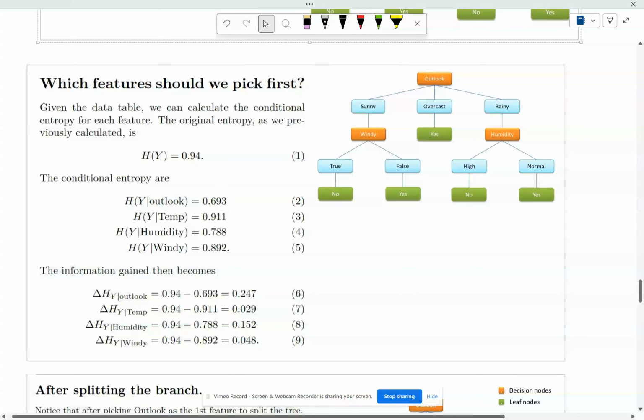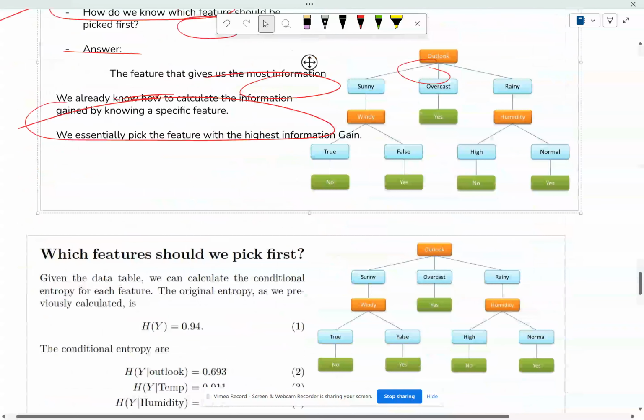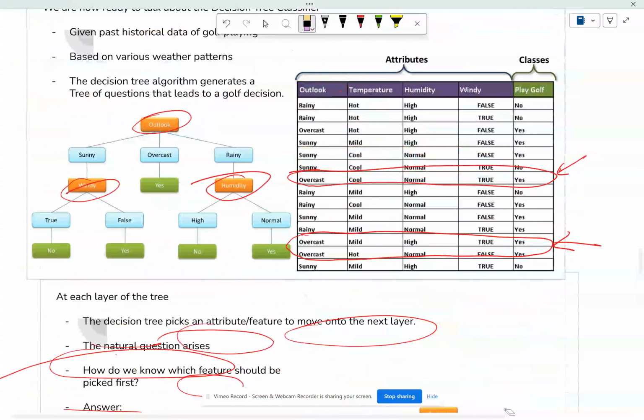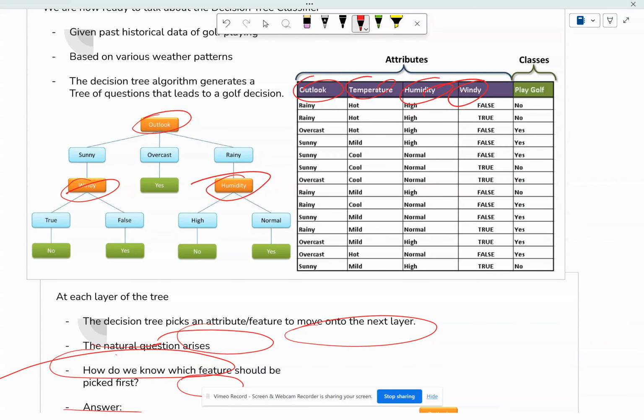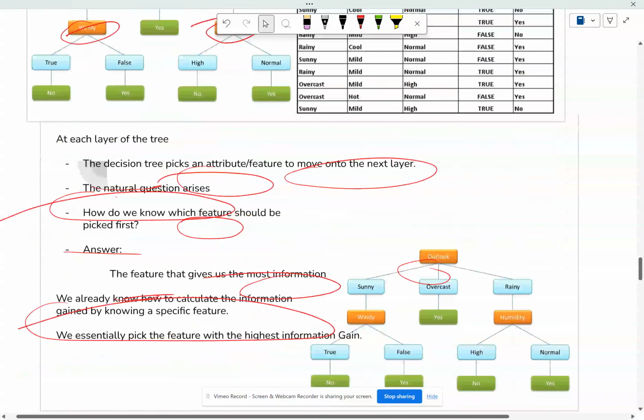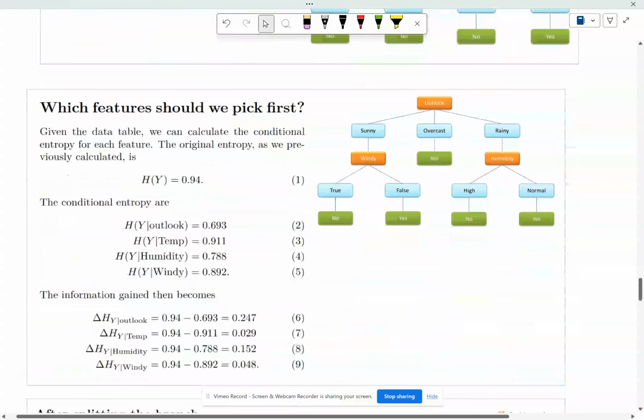Okay, so let's take a look. These are all the features. Which feature should we pick first? Given this table, there are four of them: outlook, temperature, humidity, wind. See if you can calculate the information gain for each of them. So pause the video and see if you can calculate the information gain.